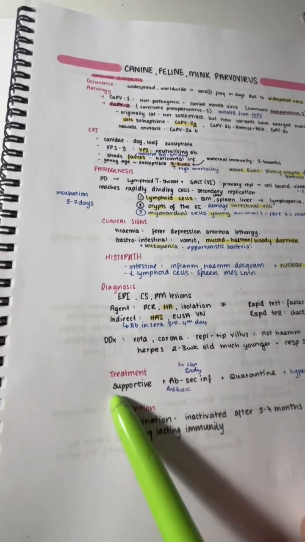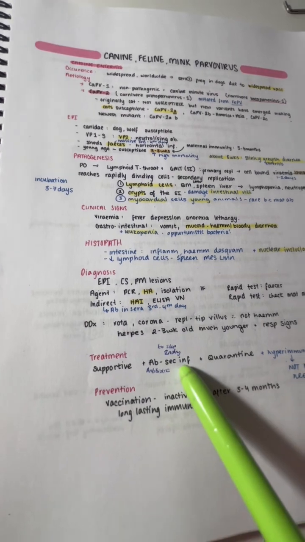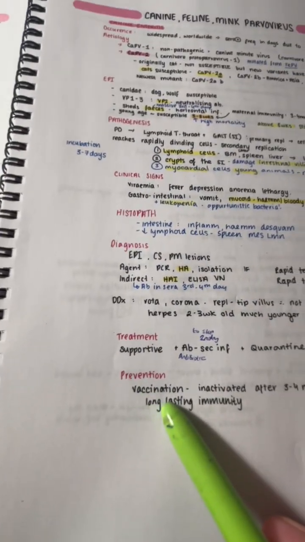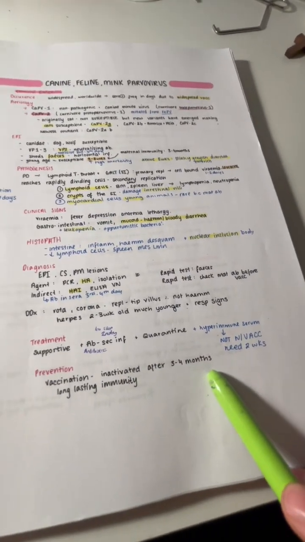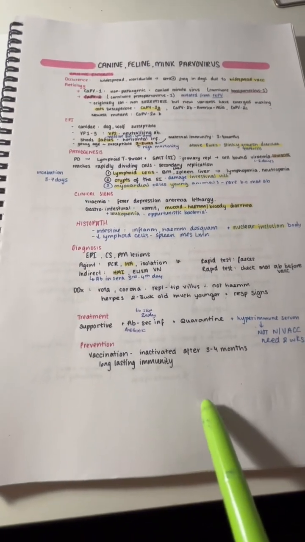The treatment is to do supportive therapy, and you can also give antibiotics to stop a secondary infection, and to quarantine them. The prevention is vaccination. The maternal antibodies can protect the pups up to 3 to 4 months of age. The vaccine is an inactivated or live attenuated virus.